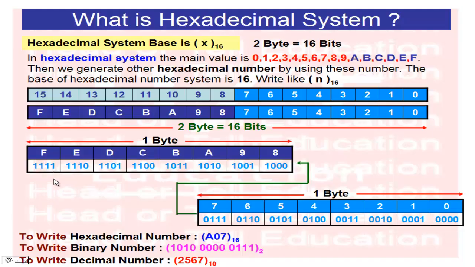So you have seen here that each pair is a 4-bit value. To write a hexadecimal number like A07, we put the bracket outside with base 16. To write a binary number, the binary value is inside the bracket and base 2 is outside. To write a decimal number, we write 10 outside the bracket and the number inside.